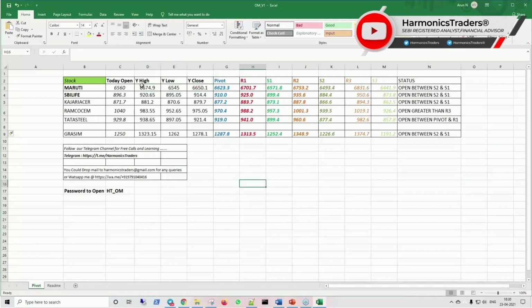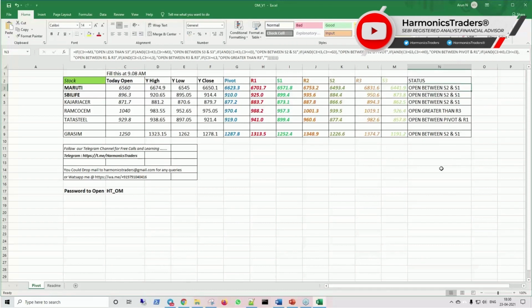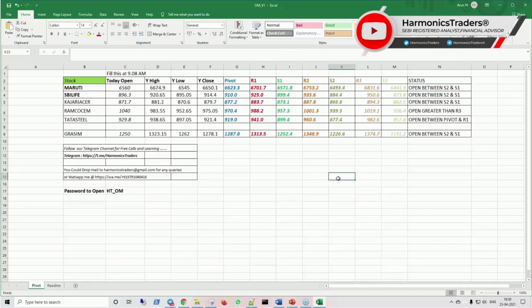Okay, see, these are Maruti's yesterday's data. Once you fill it in, here it will give you the condition. So what is Maruti's condition? Open is between S2 and S1, right? So what we are going to do, we are going to go for long in this particular stock.